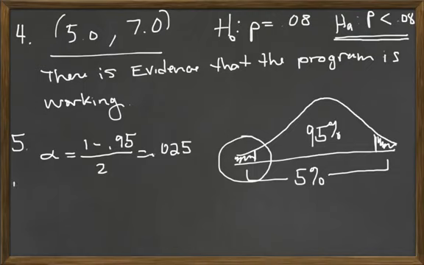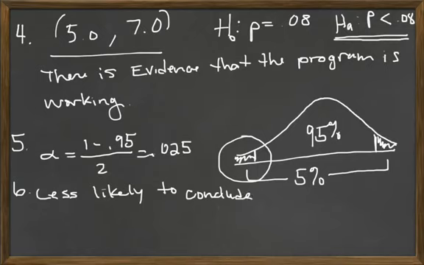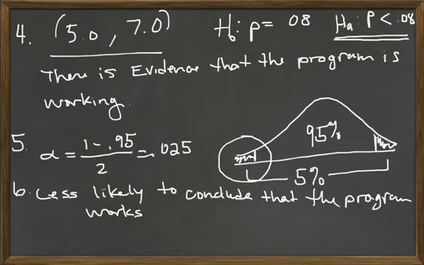Let's see. Number 6. Describe to management an advantage and disadvantage of using a 1% alpha level of significance instead. Well, if I decrease my alpha level, it makes it more difficult to reject my null. So I would be less likely to conclude that the program works if it really were not working.